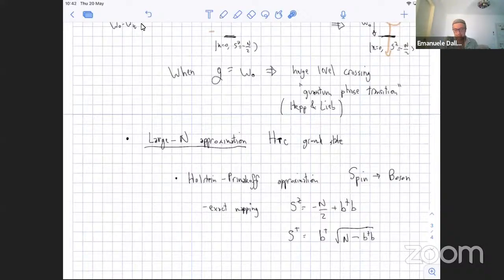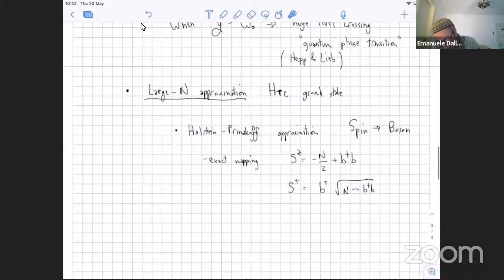It's not only that, it really satisfies the commutation relation. I leave it as homework to show, for instance, that the commutator of sigma z and sigma plus equals sigma plus, just the canonical commutation relations of the spins. You can check that this is not an approximation, this is an exact mapping. These commutation relations are exactly satisfied. This is known as the Holstein-Primakoff transformation.